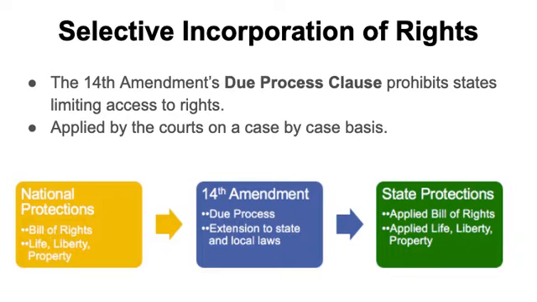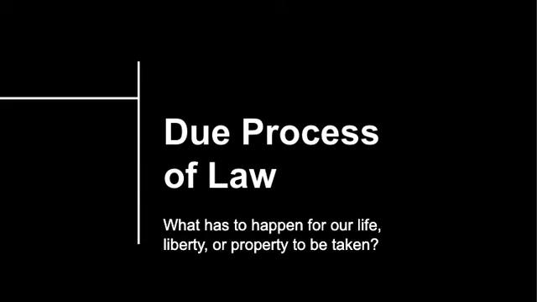So a national protection, such as the freedom of speech or protection from self-incrimination, exists in the Bill of Rights. A case comes before them from a state where it seems like something in the Bill of Rights is being deprived by state law. The 14th Amendment is applied to that case, and they take the item from the Bill of Rights and copy-paste it into the states, and now it's a protection that you have at the state level. So that's how selective incorporation works. With that out of the way, let's go ahead and talk about due process.